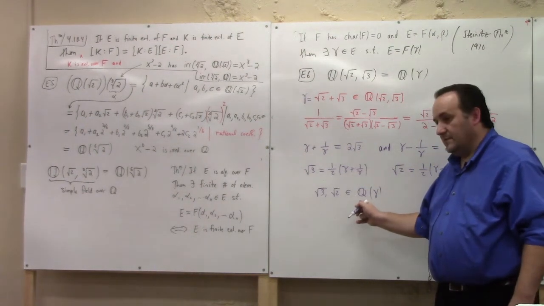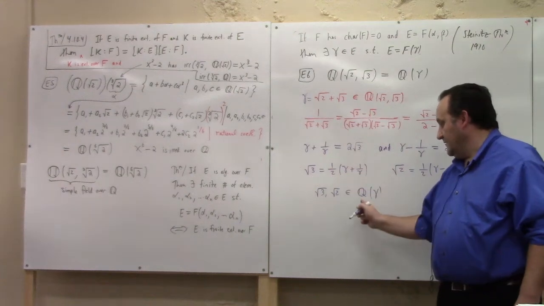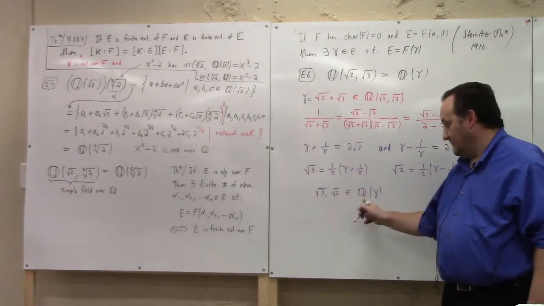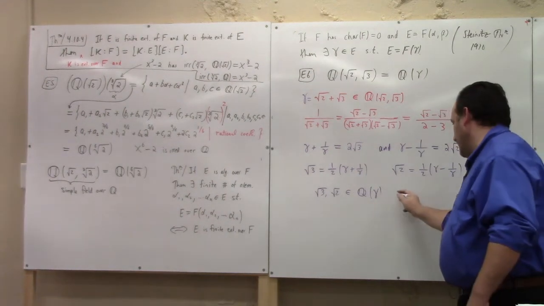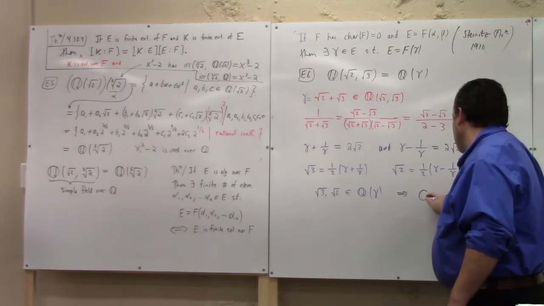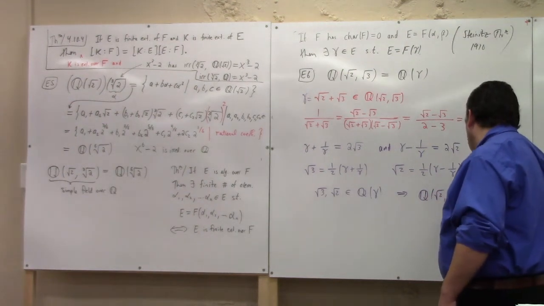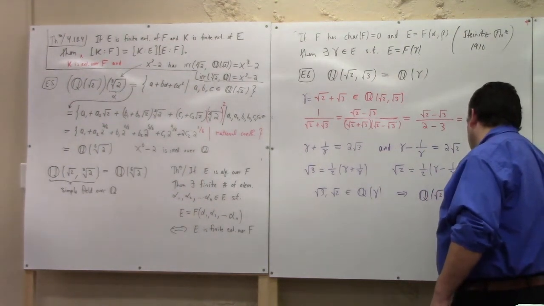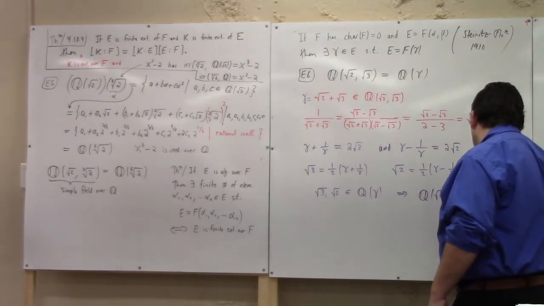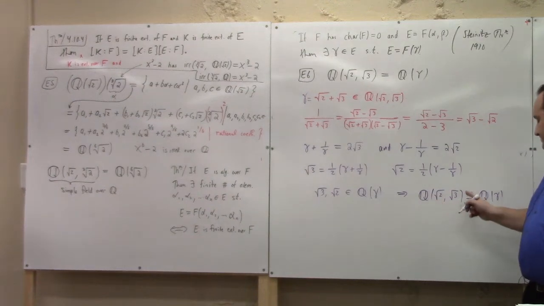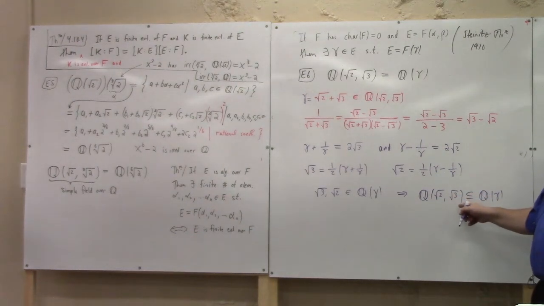This is Q. So all of this is allowed in there, and this shows that root 2 and root 3 are in that. So that implies that Q adjoin square root of 2 comma square root of 3 is a subset of Q adjoin gamma, because anything I can build with root 2 and root 3 is in here.